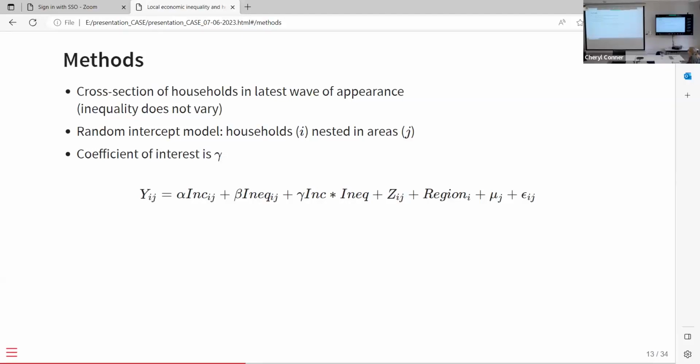So for each household, I'm taking the latest appearance. So it's basically a cross-section of households. That also I'm going to vary in robustness checks, two different things about when inequality is measured and which waves are used. But for the main analysis, this cross-section latest wave of appearance and the wave fixed effects will be included. And then the main model is this random intercept model. So we've got households nested in areas, and lots of controls, random intercept here for the area and SOA level. And what we care about is this interaction term, so this gamma coefficient on the interaction.